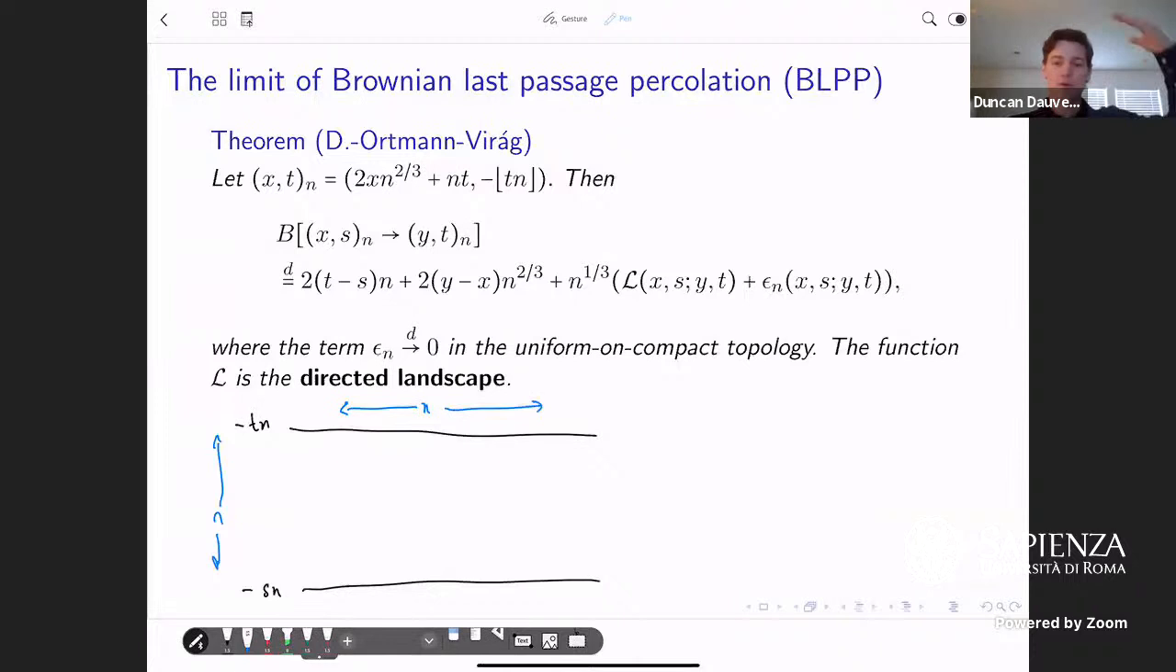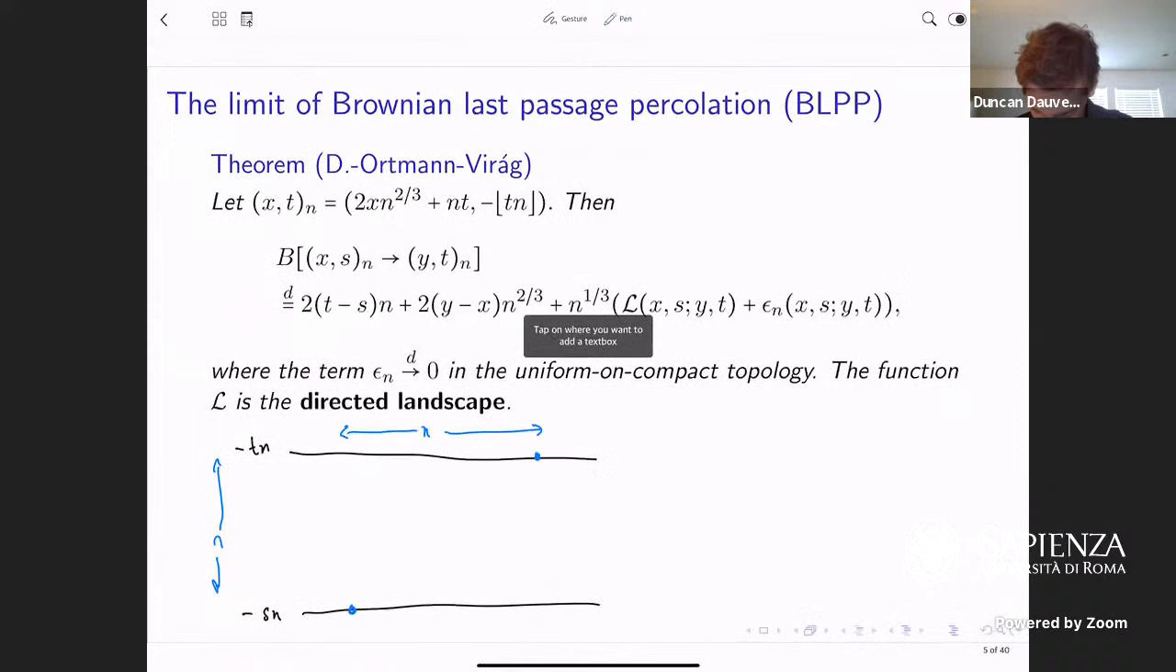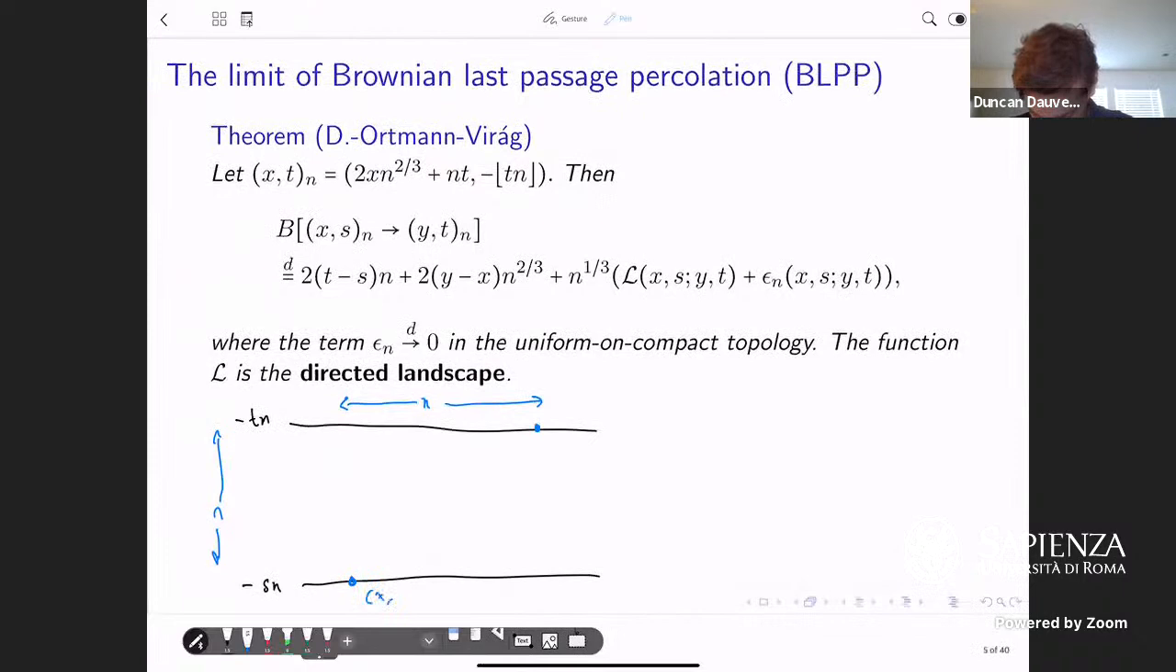Okay, so we go a distance of n lines in the vertical direction, and we're going to go a distance of n in the horizontal as well. So we're going from xs here to yt up there. And these are the kind of distances we're taking limits of.